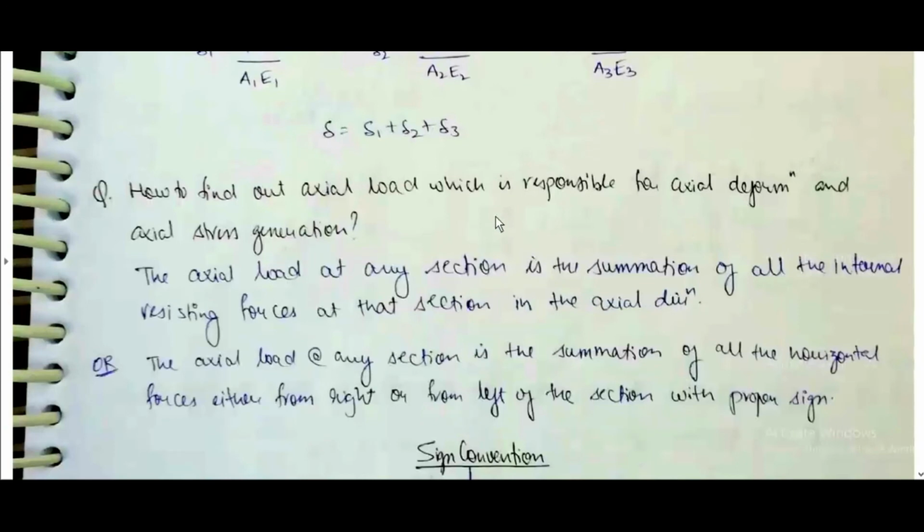How to find out axial load, which is responsible for axial deformation and axial stress generation. The axial load at any section is the summation of all internal resisting force at that section in axial direction, or the axial load at any cross section is the summation of all horizontal forces either from right or from left of the section with proper sign.